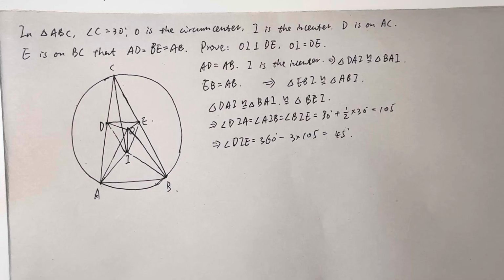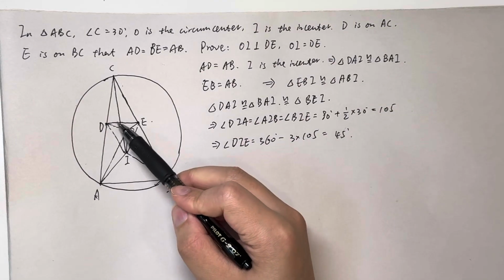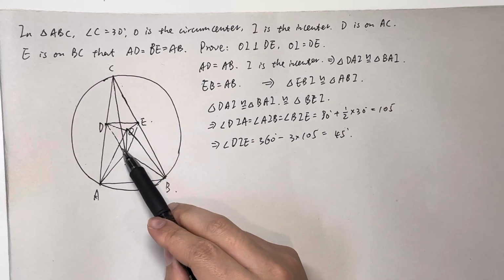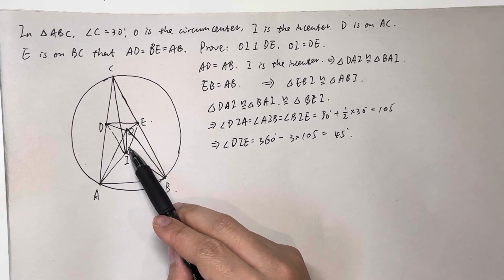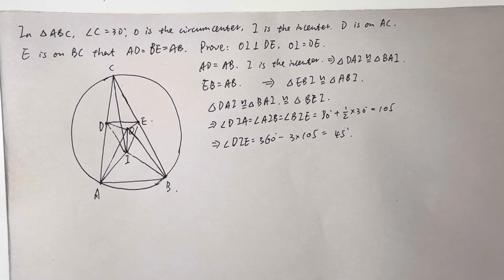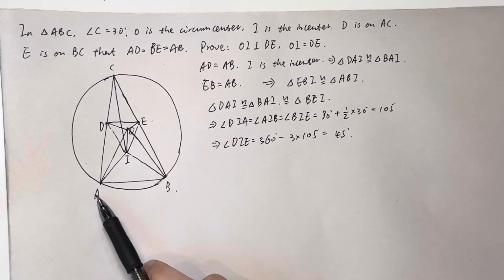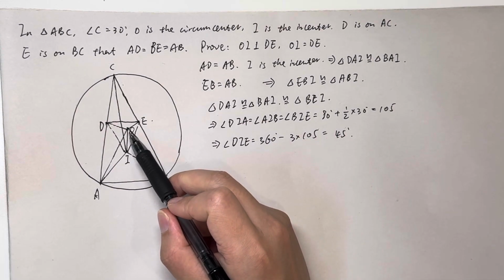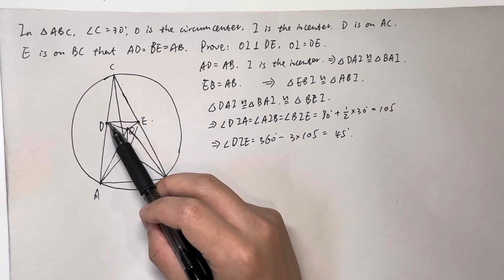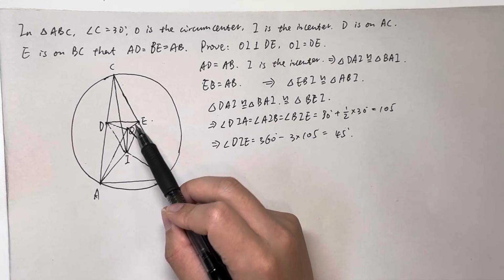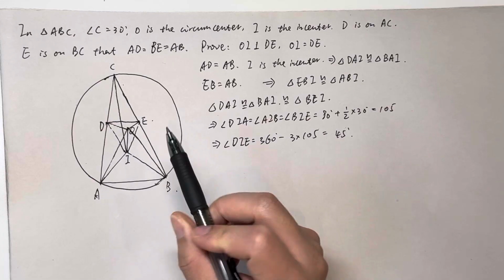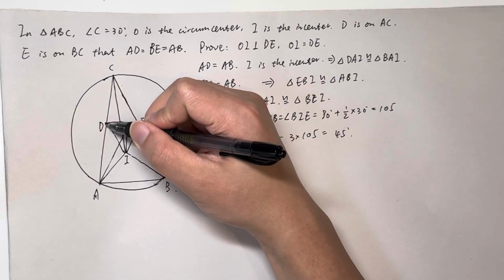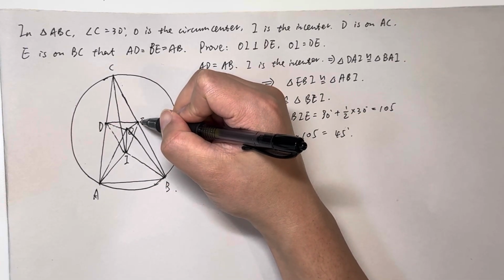Now we think about this problem. We want to prove that IO is perpendicular to DE, and we know that angle DIE equals 45 degrees. And for this figure, it's kind of symmetrical from C to A or C to B, right? That leads us to a guess. O might be the orthocenter of triangle DIE, right? To prove that, we just need to prove that DO is perpendicular to IE, and we already know that angle DIE equals 45 degrees.